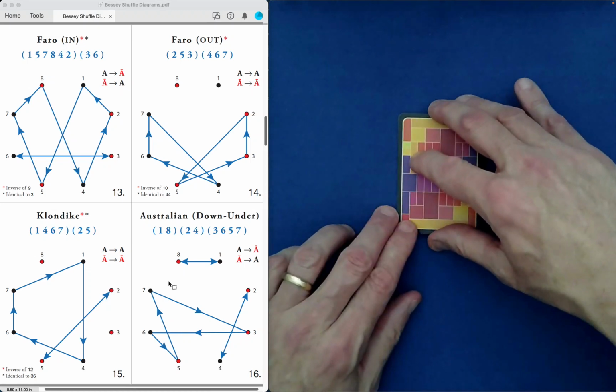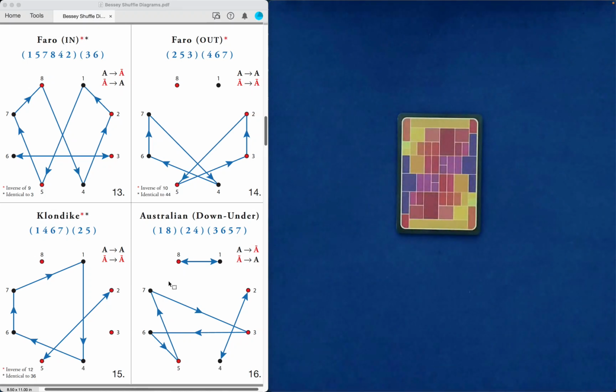So this special organization is going to be preserved by all 4 of the shuffles today and all of the shuffles that we'll be showing you in this series.